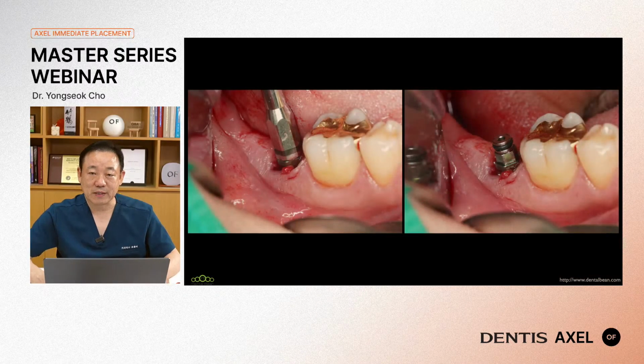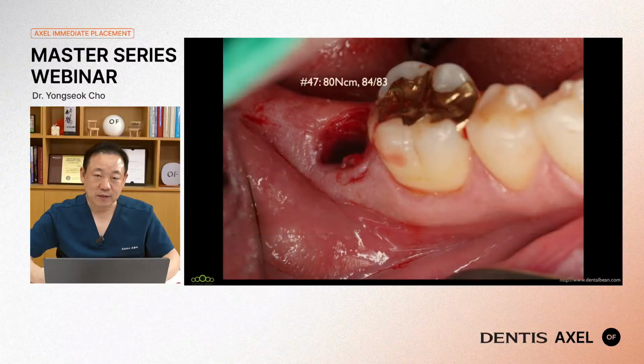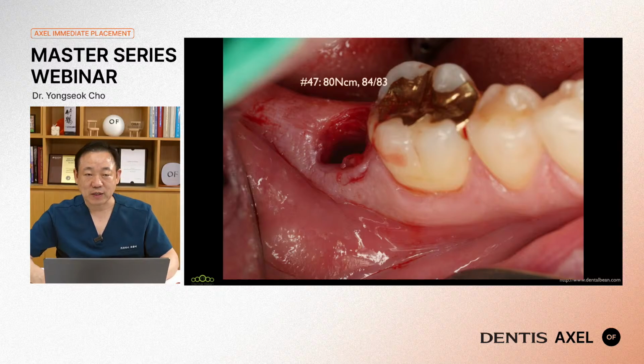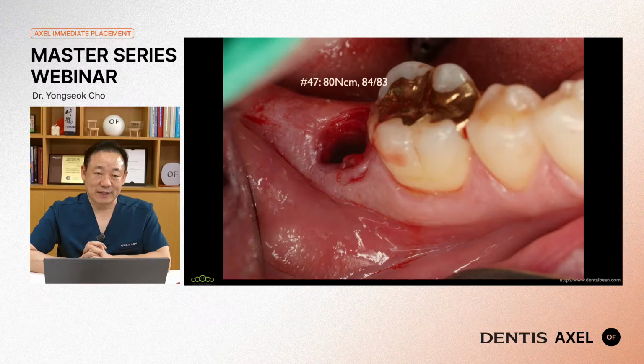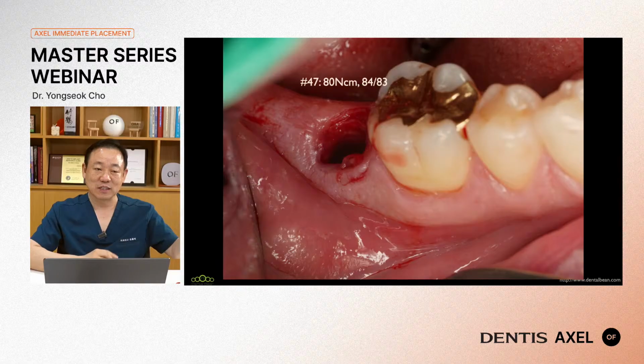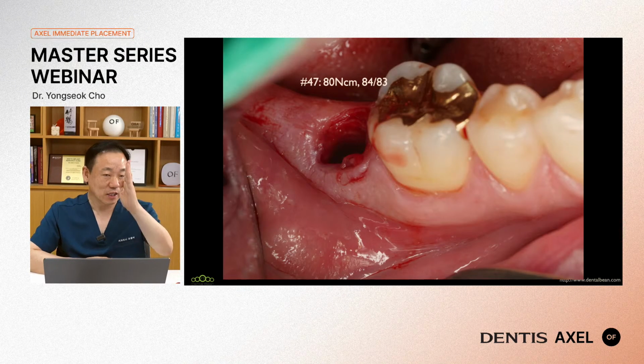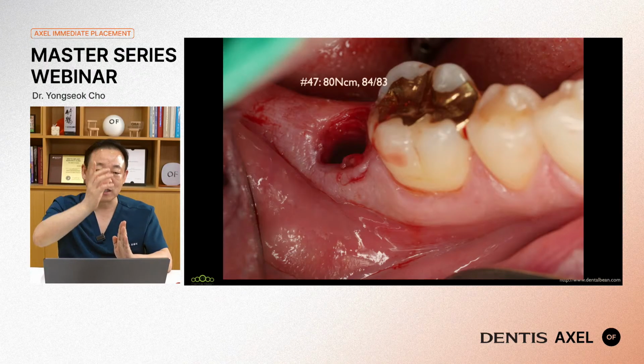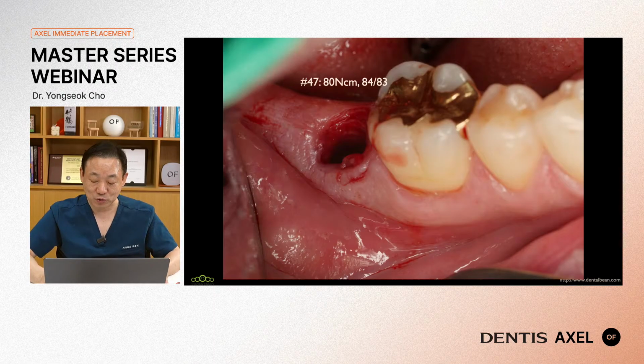Okay, it was placed with a good direction, and I can get 80 Newton centimeter and an ISQ value of 84, 83. The bone was relatively dense. I worried about displacement of the implant toward the distal side, but it didn't happen. I can keep the position as I prepped the osteotomy; the implant inserted smoothly through the osteotomy site.